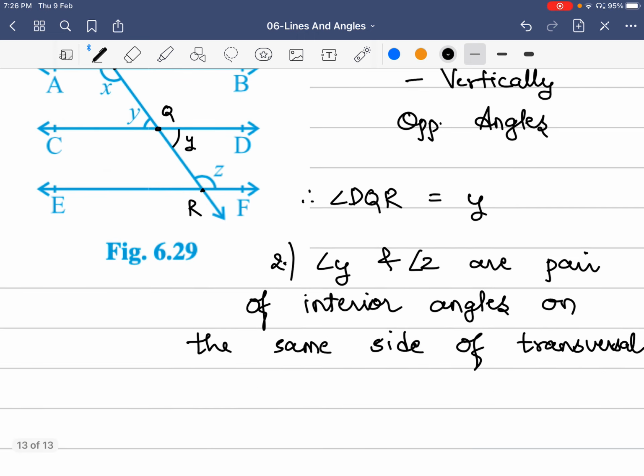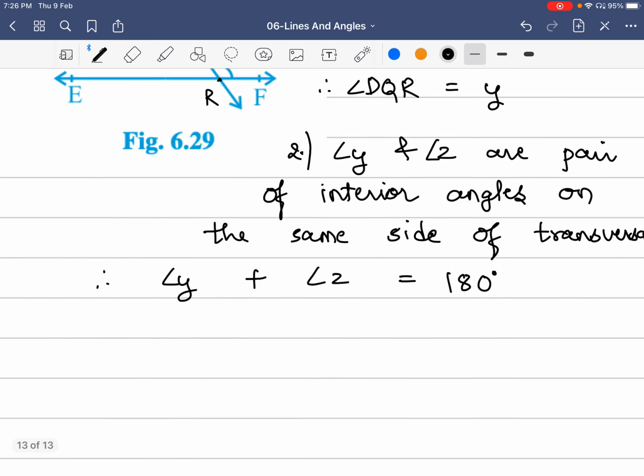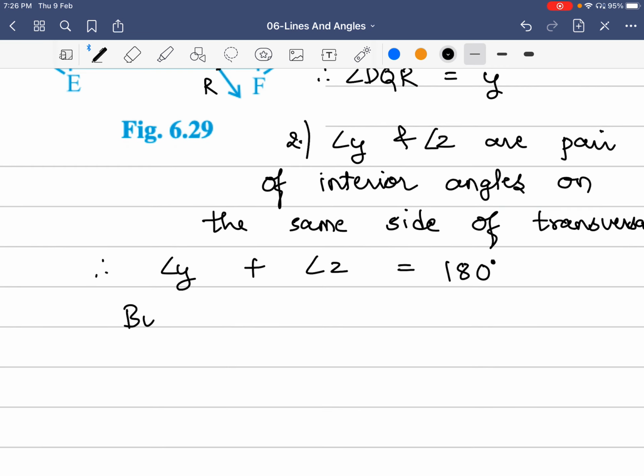Okay, therefore angle Y plus angle Z is equal to 180 degrees. This is a theorem or a property of the interior angles which lie on the same side of the transversal for two parallel lines. But now there is a key piece of information given to us: Y divided by Z is equal to 3 by 7.